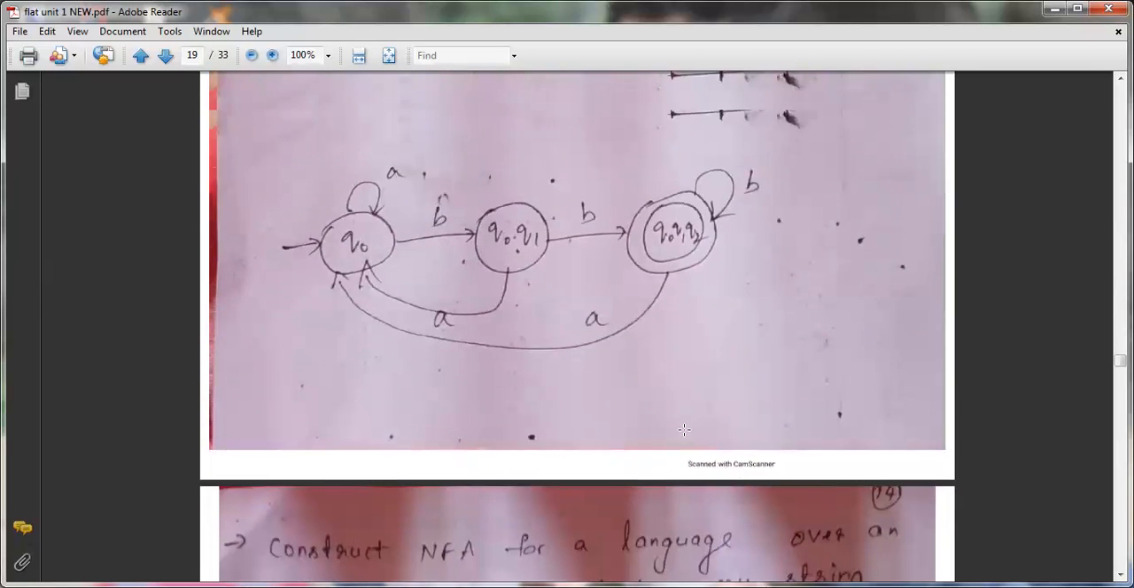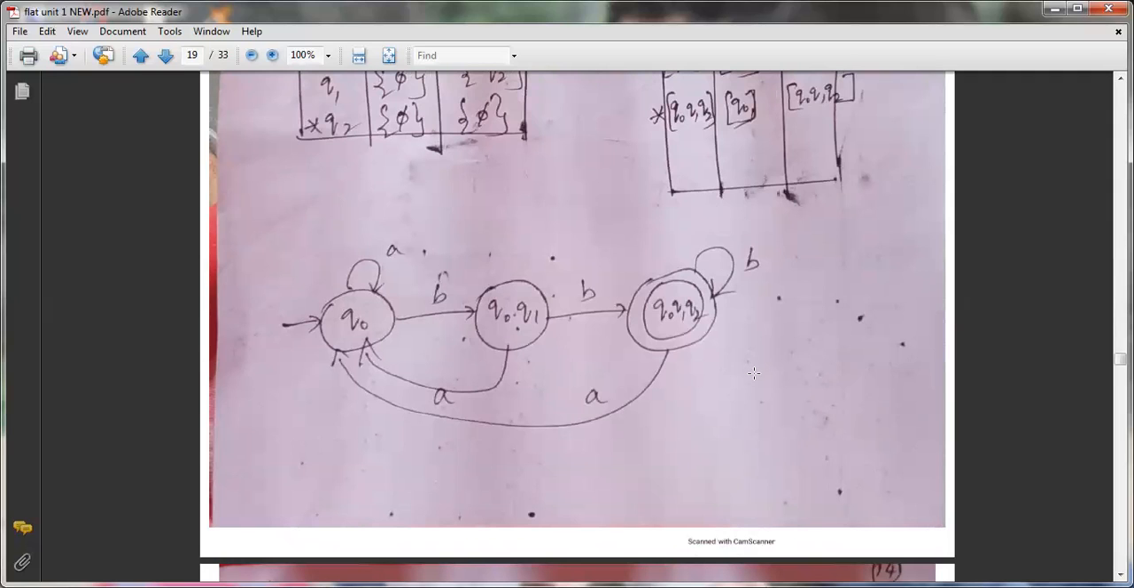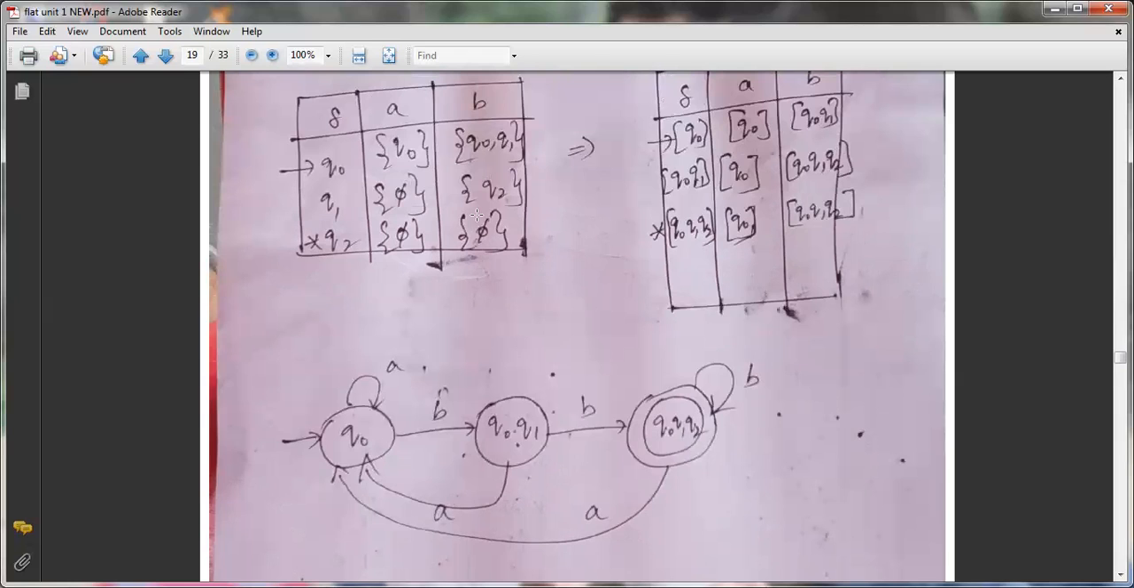Okay. So that is how to convert from NFA to DFA. If you get an NFA, you can easily convert that into a DFA. Very easy procedure. In the NFA, you have to use the flower brackets in the transition table, whereas in the DFA, you are going to use the square brackets. So that is how to convert from NFA to DFA. Okay, that's all for this session.